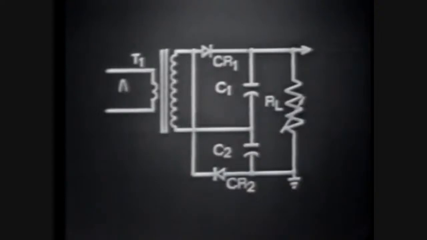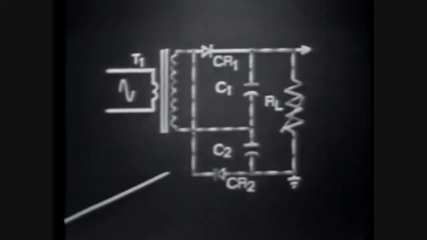We'll begin with the review of the charge path for C1 on the positive alternation of the input signal, which, you recall, forward biases CR1. Then, on the negative alternation, C2 is charged by forward biasing CR2. Now, during the conduction time of CR1 and CR2, several actions are taking place. One is, while CR2 conducts, C1 discharges.